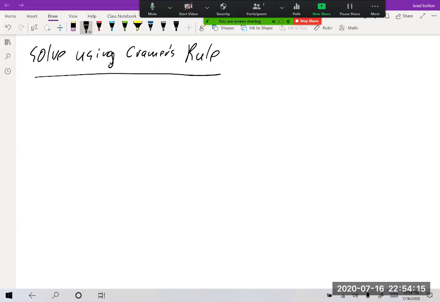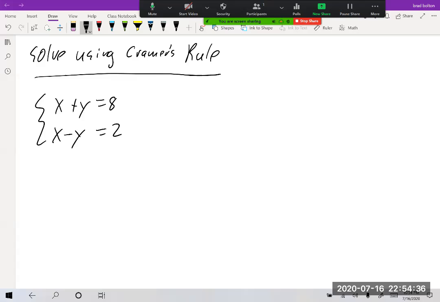Realistically, if somebody asked you to solve, the main method you probably would want to use is not Cramer's rule. But what if on the exam I ask you specifically to use Cramer's rule? You have to know how to use it. Okay. So let's say that I gave you this system: x plus y is equal to 8, and x minus y is equal to 2.